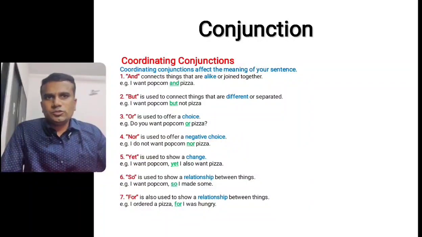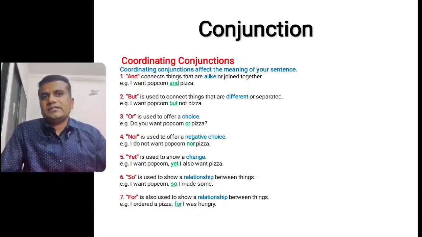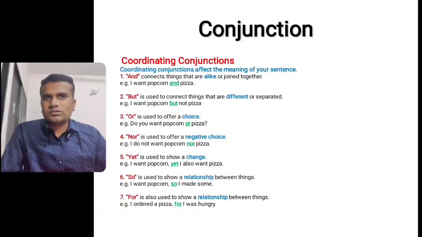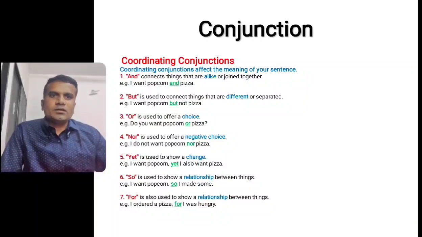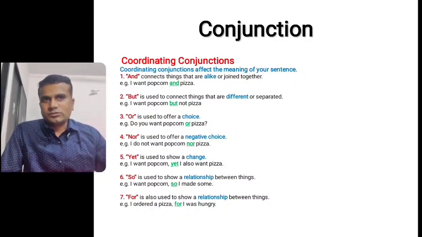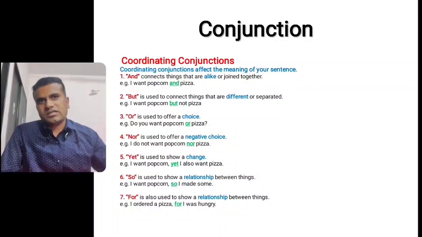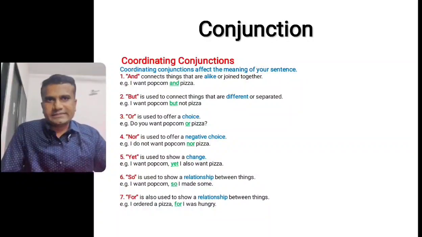"So" is used to show a relationship between things. And finally, "for". "For" is also used to show a relationship between things. The example of "so" is: I want popcorn so I made some. And finally, I ordered a pizza for I was hungry. Here you will find that there is a relationship between things, and to denote that relationship, "so" and "for", these two coordinating conjunctions, are used in examples number 6 and 7.